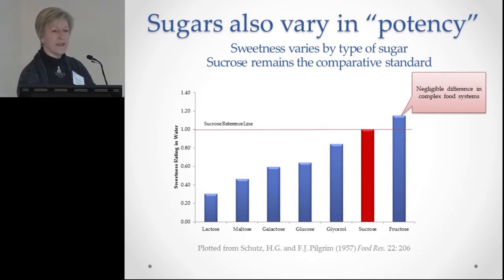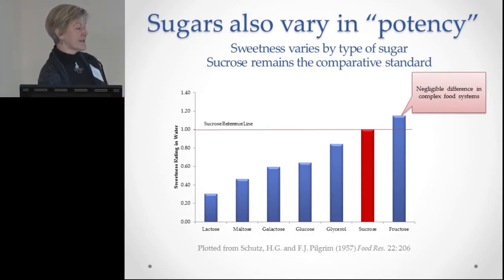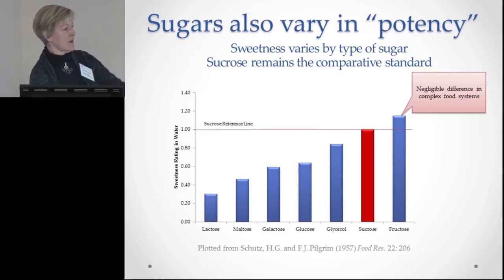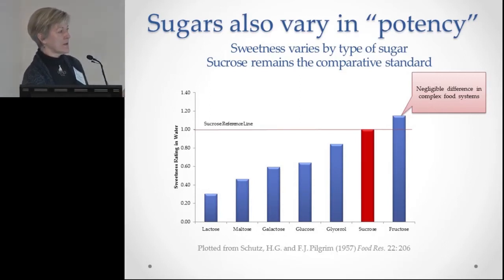So I just pulled this out of a textbook, literally. We've been looking at this for a long time. Schutz and Pilgrim did this in 1957. They're highly respected psychophysicists, and I know they did great data collection. I don't know the methodology, but again, I trust these numbers. The sucrose reference line is at 1, everything compared to sucrose.